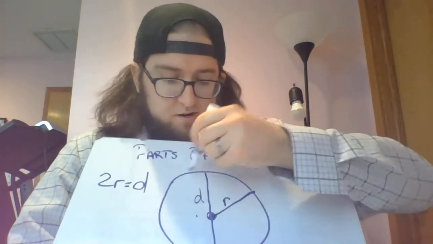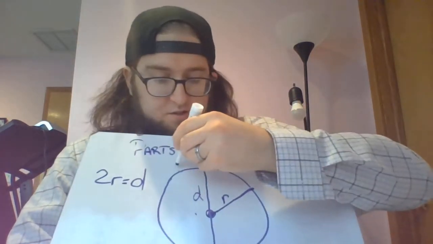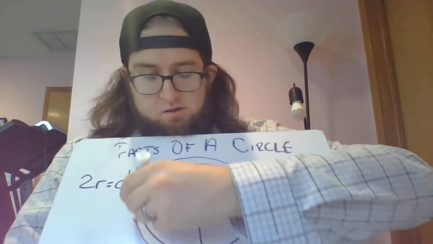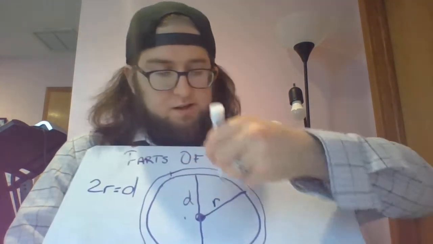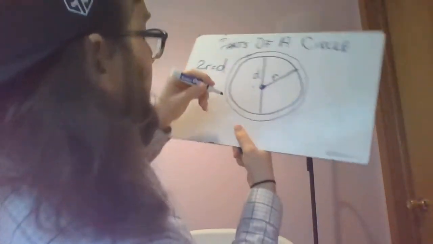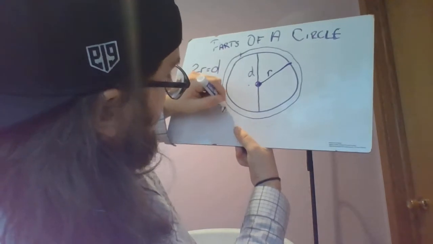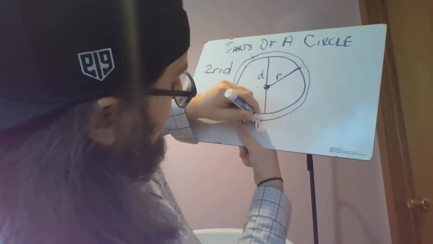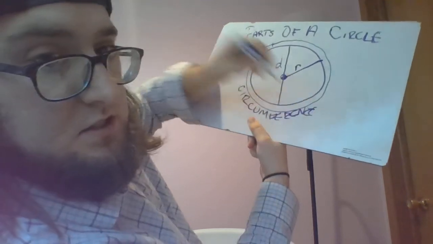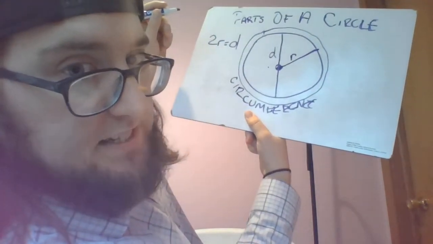So then we have the diameter, the radius. What else was there? There is the circumference. So this whole thing, the whole distance out here, all the way around is what we'll call the circumference. Circumference.